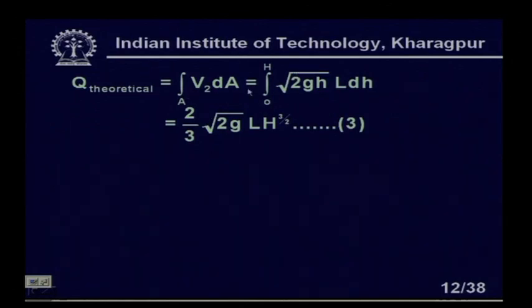So, if I convert, it will be root over 2gh, as we have already seen, multiplied by dA, which is L dh, as I told you earlier. So, this will be equal to the integral, and since L is constant and only h is a variable, this integration varies from 0 to H. If I do it, I will get the expression equal to 2 by 3 under the square root 2g into L H to the power 3 by 2. Please note it is H to the power 3 by 2. This is equation number 3.